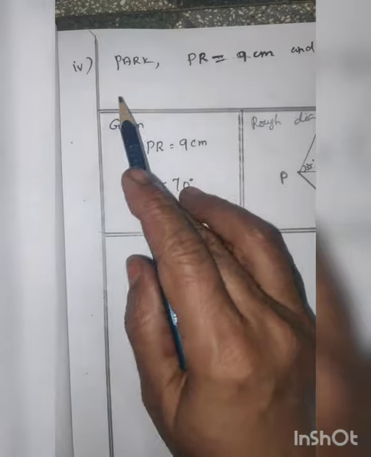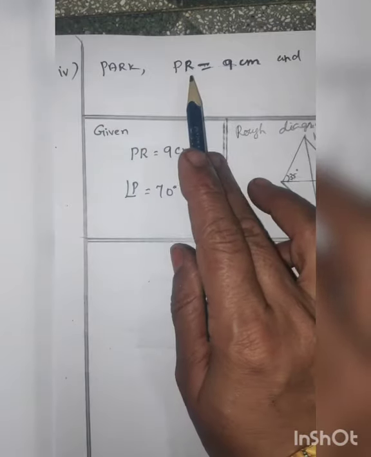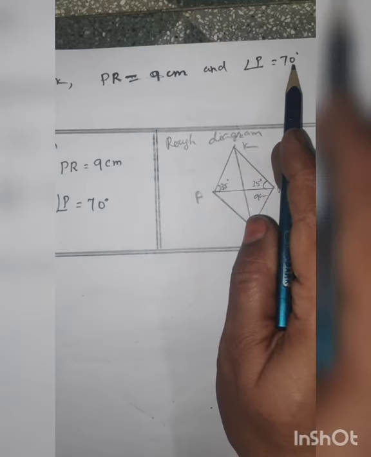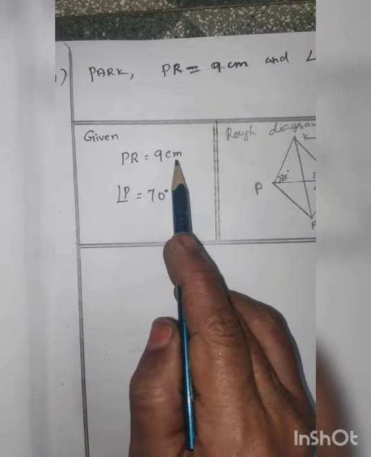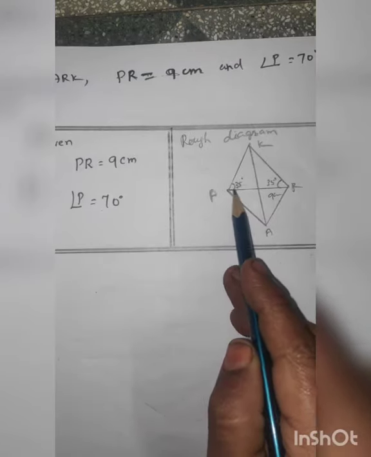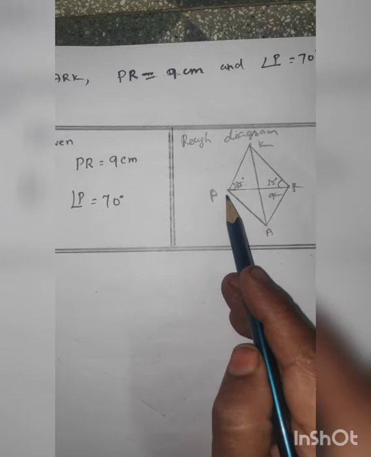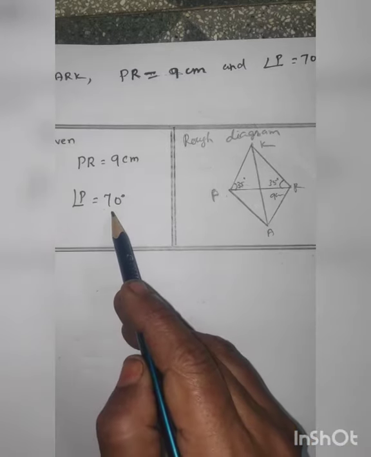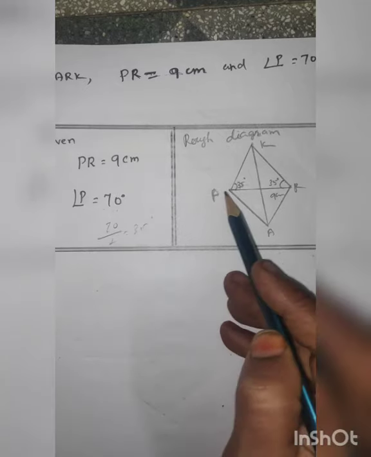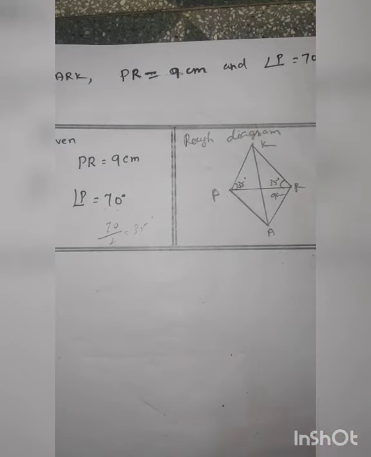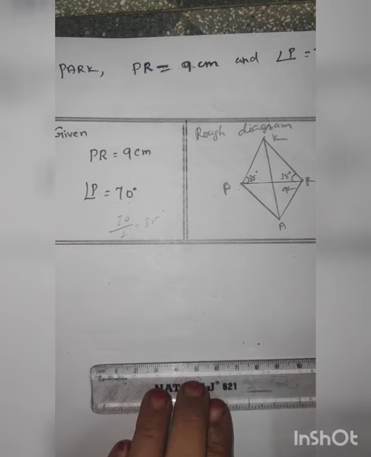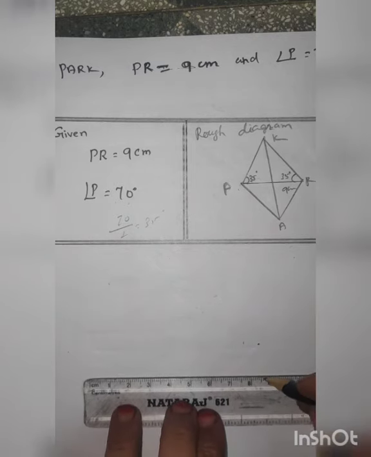Next question. Fourth question, PARK. PR equals 9 centimeters and angle P equals 70 degrees. Draw the line. PR is one diagonal. Here, angle P is 70 degrees; how much is half of it? 70 divided by 2 equals 35 degrees. So here too you measure 35 degrees and do the sum. First measure 9 centimeters. At PR, write 9 centimeters.